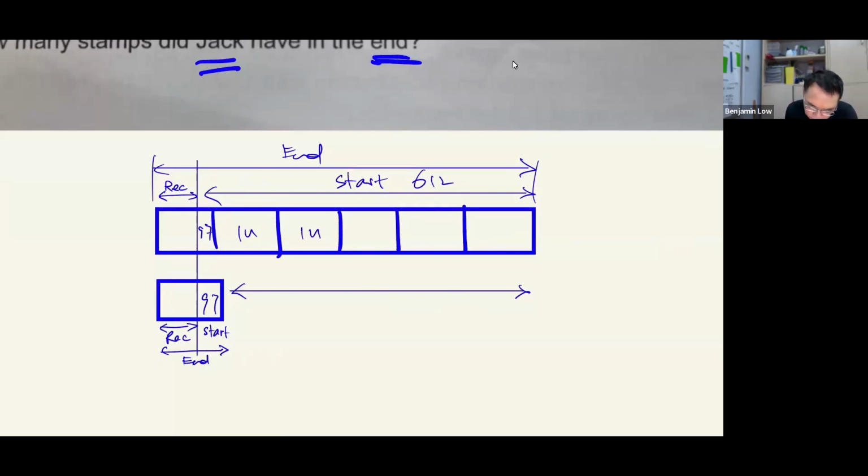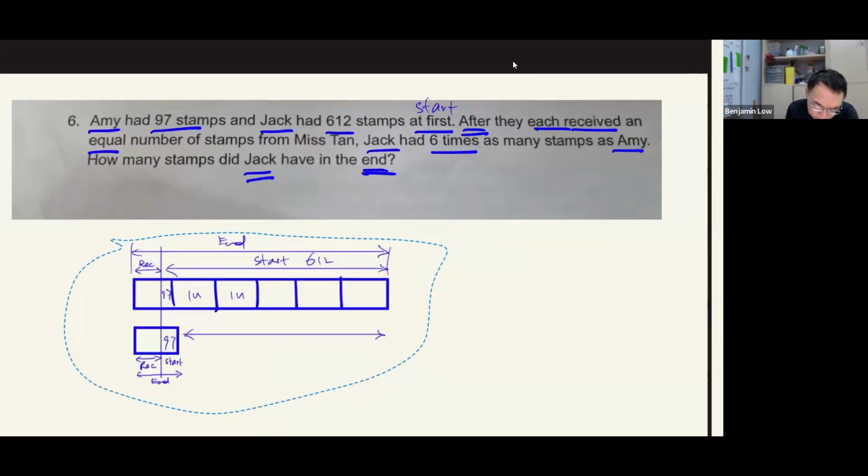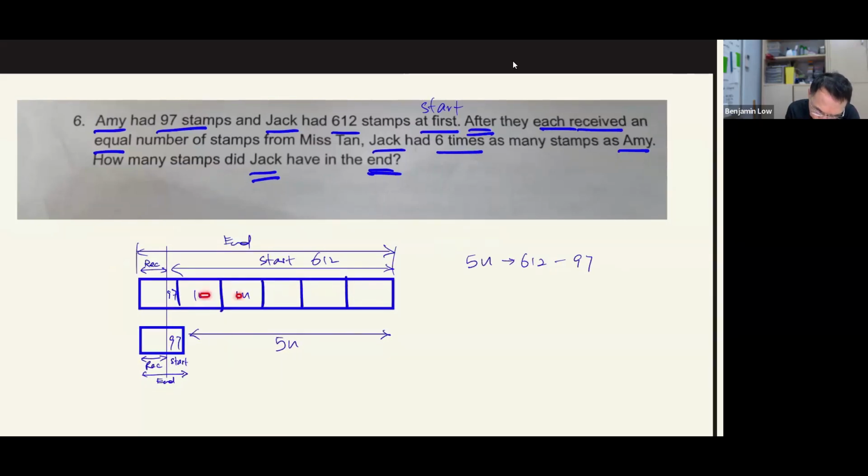Got it? So I'm going to take 612. There aren't many things you can do, correct? There are only 2 numbers. So you take 612 minus 97. And then this will be how many units? Your answer should be 5 units, right? So 5 units. 1, 2, 3, 4, 5, in case you don't get it. So 5 units, you subtract, you should get 515.